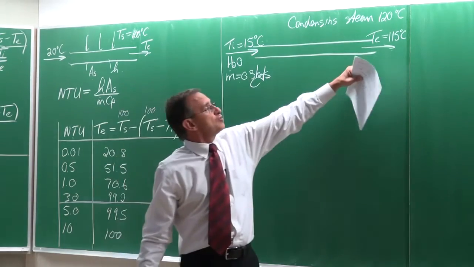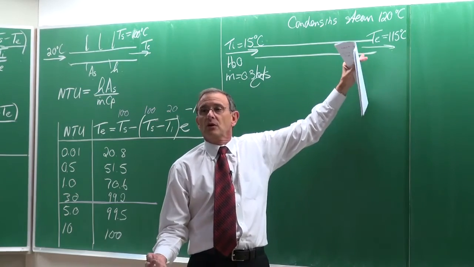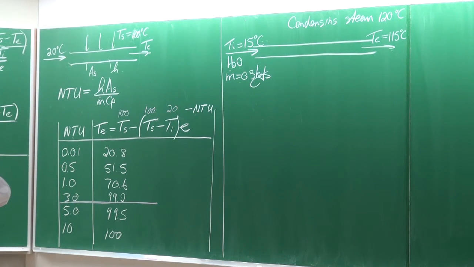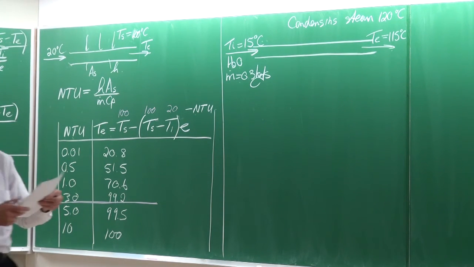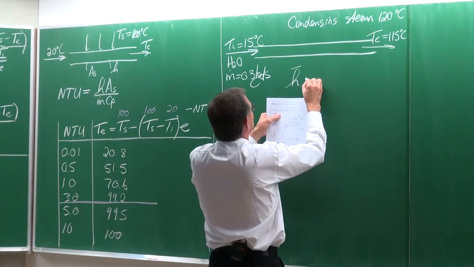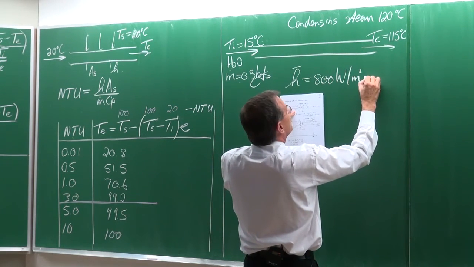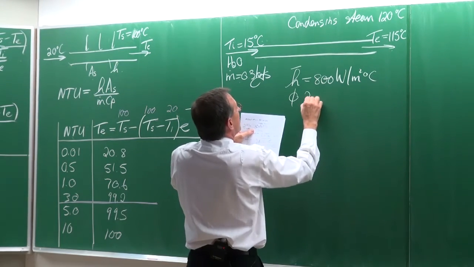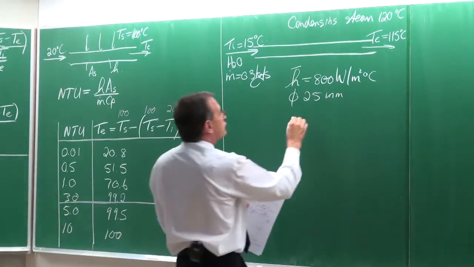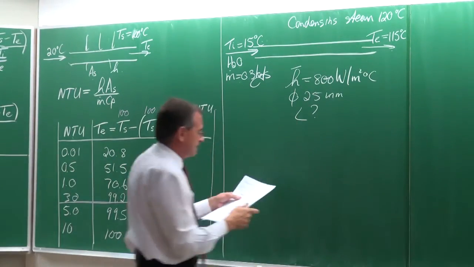Is it possible to heat water to temperatures higher than 100 and still be a liquid? The answer is yes, if the pressure is high enough. So in this case, it stays water. There's no phase change of the water on the inside. It is a single phase fluid. And it is given to us that the average heat transfer coefficient is equal to 800 watts per square meter degree Celsius, and the tube diameter is 25. And the question is, what length of tube is required to get to that temperature of 115 degrees Celsius?